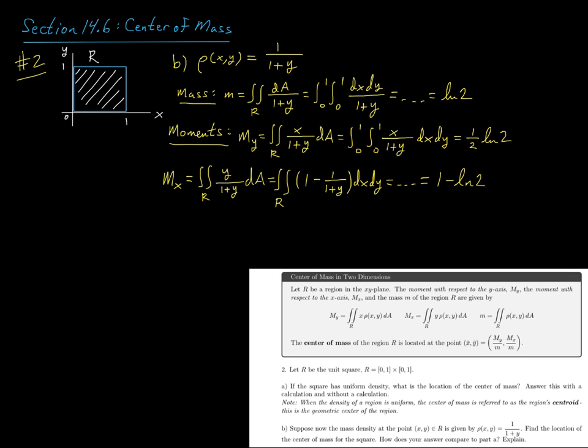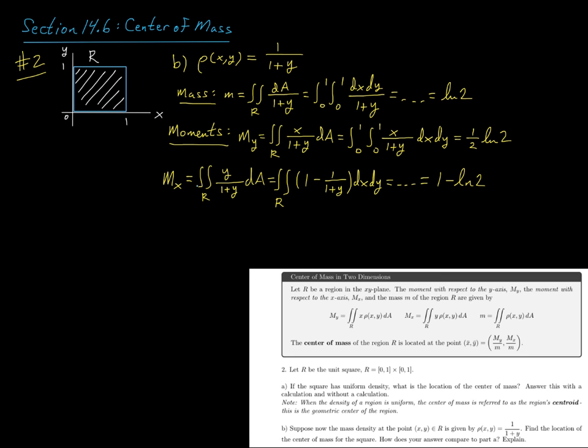For the two moments here, the moment about the y-axis is going to be x times our density, so x over 1 plus y. And integrating that, notice I could split this up as a product of the single variable integrals, where I have just the integral of x dx from 0 to 1, and the integral of 1 over 1 plus y dy from 0 to 1. The x integral will give us 1/2, and the y integral will give us log 2. So altogether, you have 1/2 log 2 for the y moment.